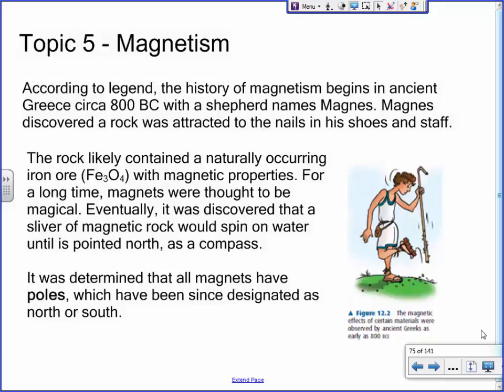So from what I was able to research, the reason why it's actually called magnetism is based on this guy named Magnus, a shepherd from 800 BC who was the first guy to discover a magnet, I guess. He discovered a rock stuck to his shoe. Or sorry, a nail stuck to his shoe. Yeah, rock stuck to the nails in his shoe. There we go. All of it put together finally.